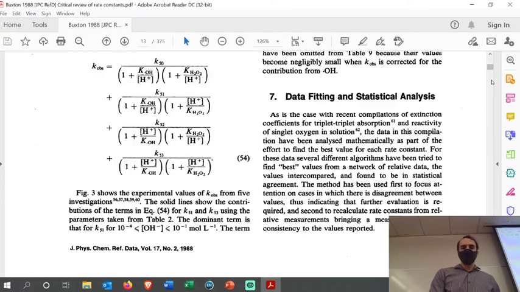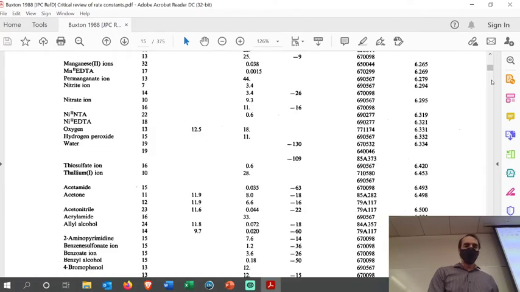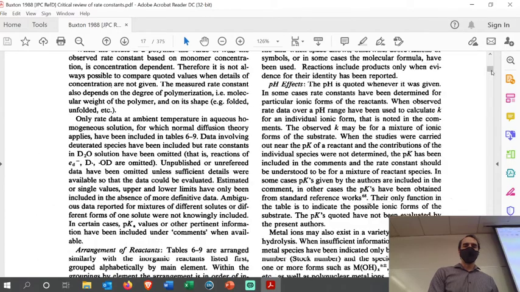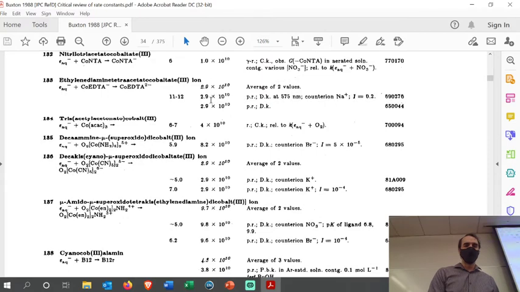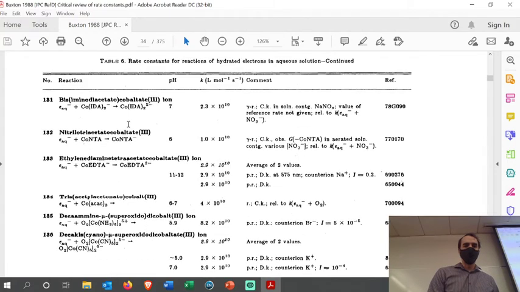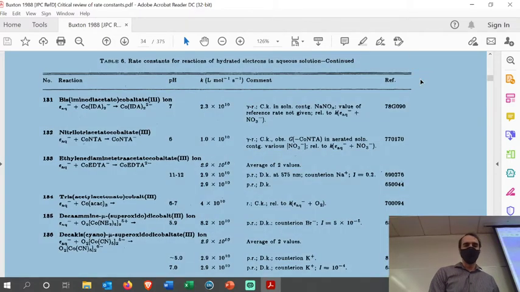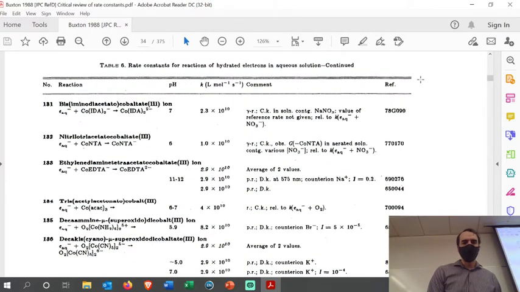So it's pretty amazing to think about where you get all these different reaction rate constants, and the fact that somebody went through and compiled all of these. You can see the rate constants here for the given compound, and that's in liters per mole per second, so second order reaction rate constants. Got the pH. It says something about the reaction or what it's being reacted with. So this table here is hydrated electrons in aqueous solution, and there are several different tables, and then all the references at the end.